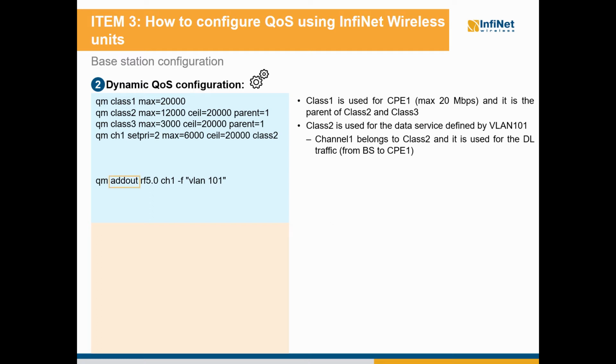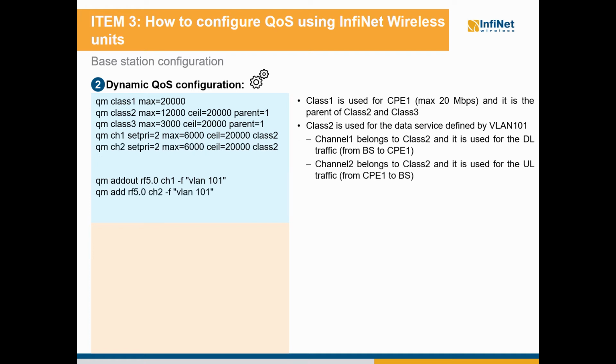The add-out expression is used to define rules for the outbound traffic, and in case of the base station, outbound on the RF interface means downlink. Channel 2 also belongs to class 2 and it is used for the uplink traffic of PC1. The add expression is used to define rules for the inbound traffic, and in case of the base station, inbound on the RF interface means uplink.